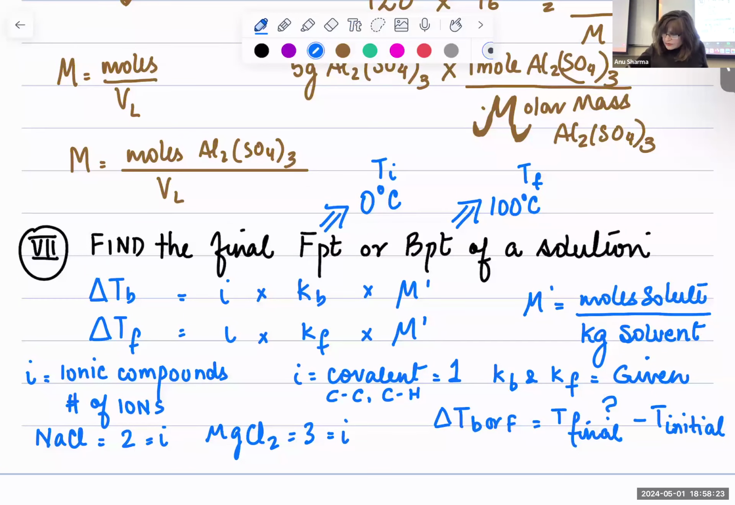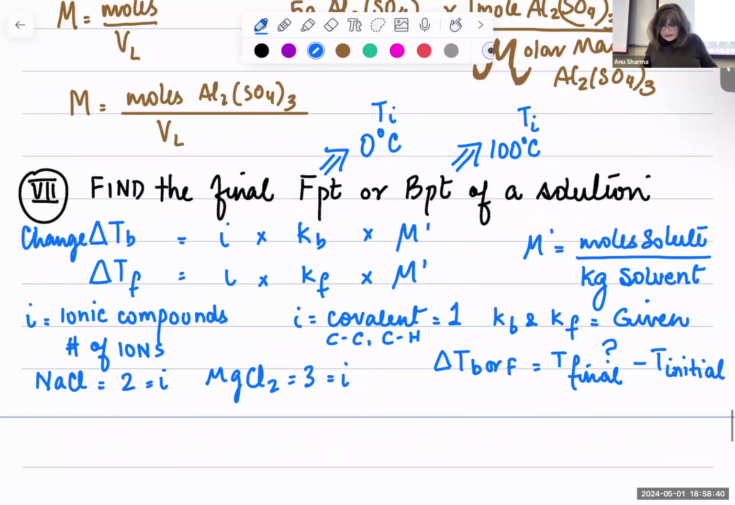So that also is T initial, not the final. That also will be T initial. But the final we have to find out. So we are finding the change, the change in boiling point or freezing point. Okay, so all these questions we are discussing here are there.